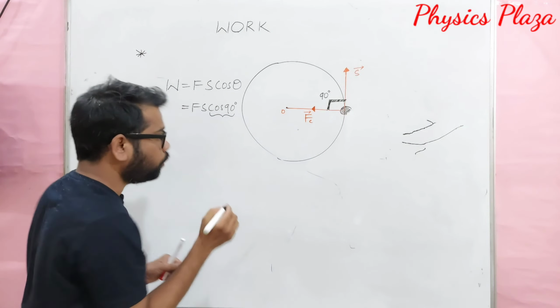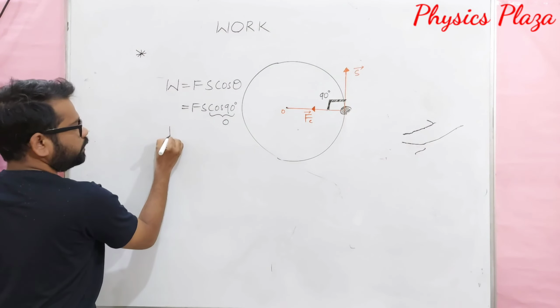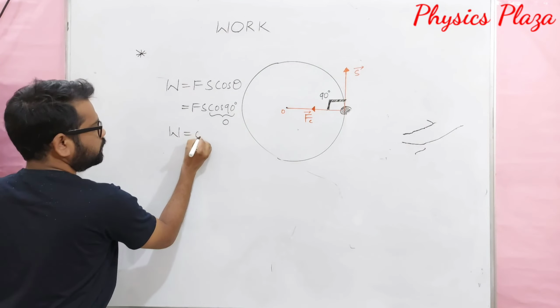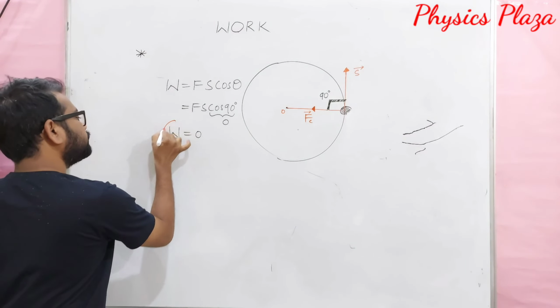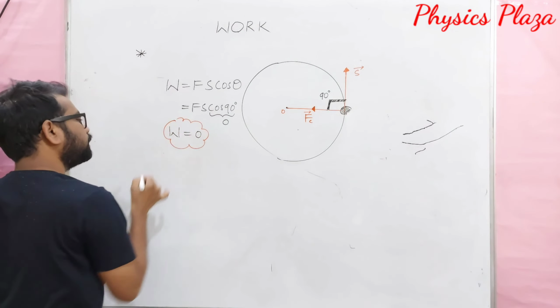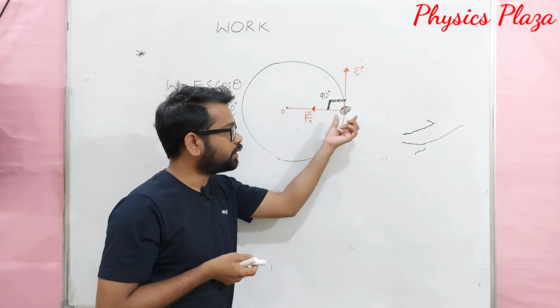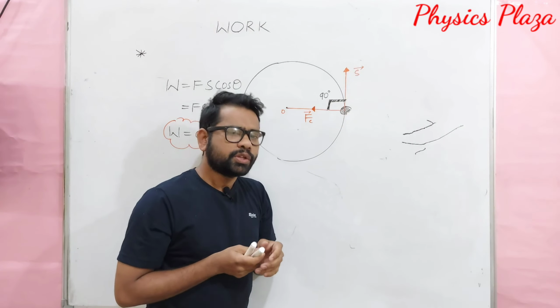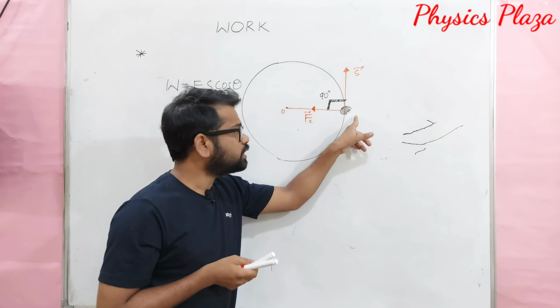Cos 90 is 0. So 0 into something will be 0 only. So here W is equal to 0. Which means what, dear children? The work done by the centripetal force, in this case, is 0. Children, as the work done by the centripetal force is 0, no work is done on this body.